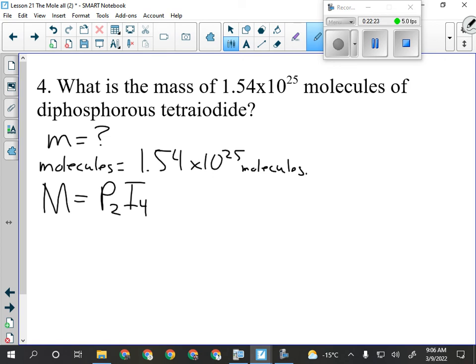So phosphorus, 30.97, right? Is that right? Okay. So 30.97 times 2. I always get that and sulfur mixed up. And then I've got iodine, and I've got 4 of those, and it's 170. No, 126 point. And there's 4, so times 4.